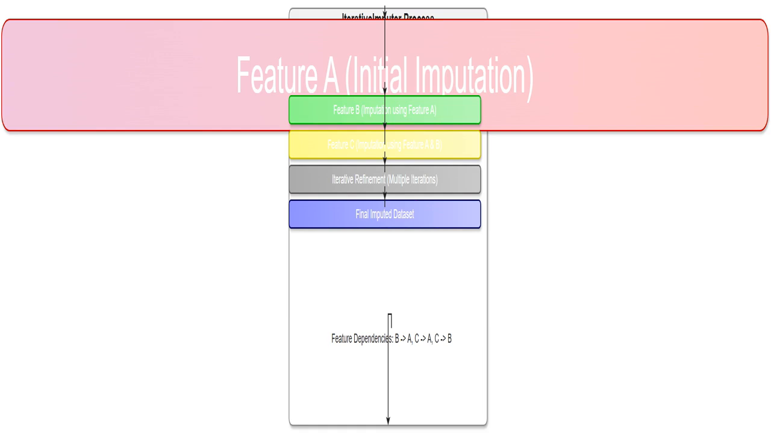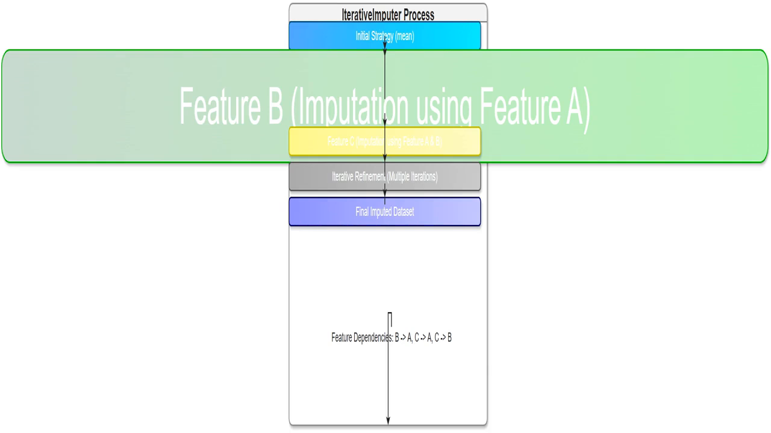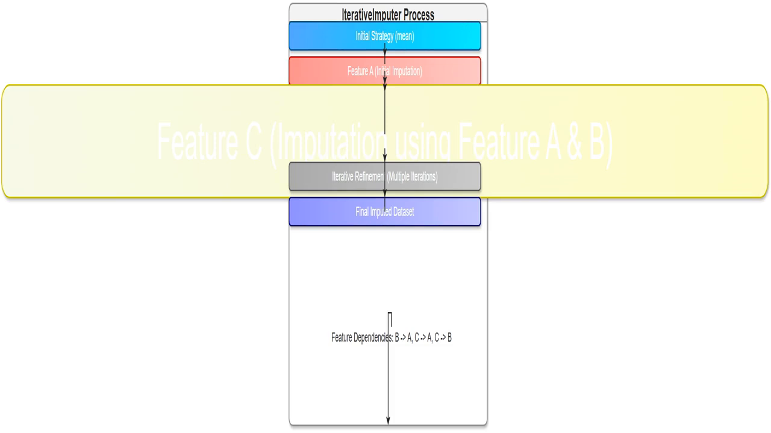It sets the stage for the next phase. Now, I'll tackle feature B. Since feature B depends on feature A, I'll use the imputed values of feature A to predict the missing values in feature B. It's like building a house. You need a foundation, feature A, before constructing the walls, feature B. I'll repeat the process for feature C, using the values already imputed in features A and B to get an even better estimate for missing values. The more information, the better the predictions. This is like adding the roof, feature C, after the walls are up.